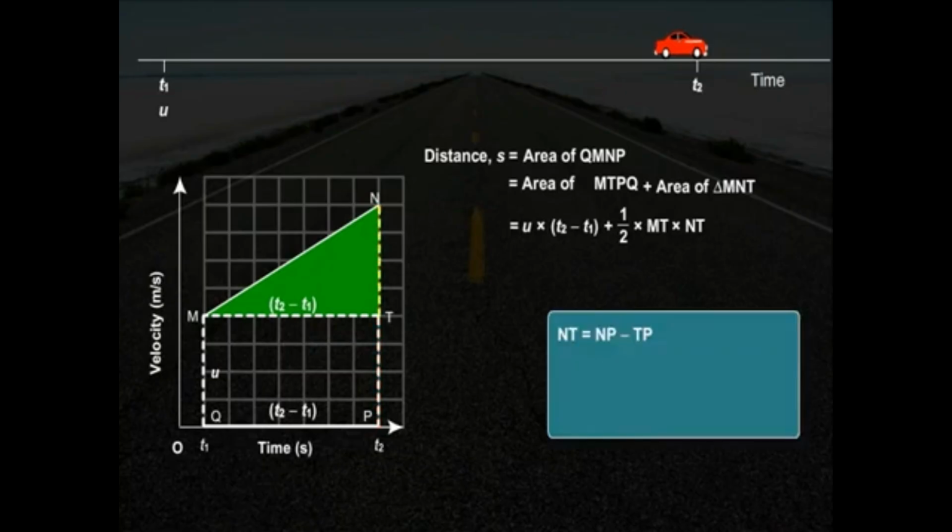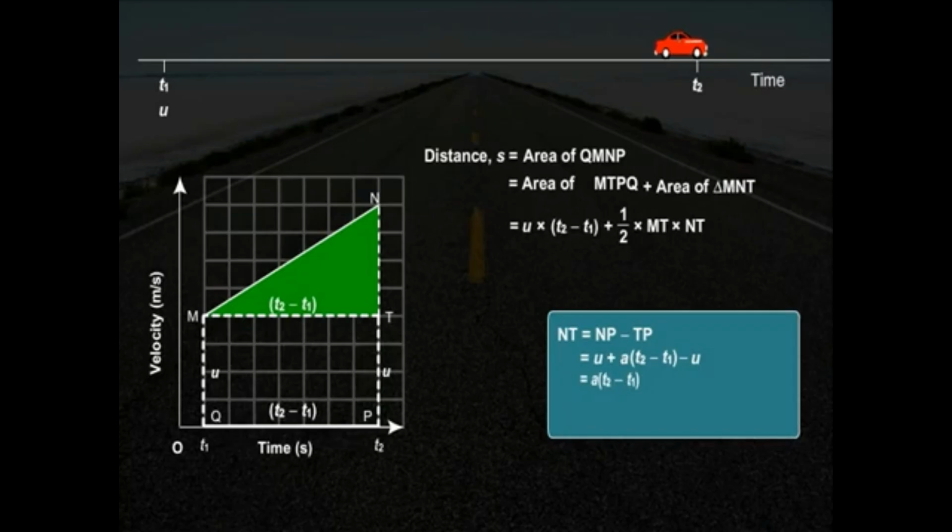Concentrate. NT is NP minus TP. You agree with me? Now TP is, yes, u. And what is NP? NP actually is the final velocity at point t2, right? So we use our equation of motion, u plus at. That's what v is. So u plus a into the time interval, which is t2 minus t1. So this is NP, u plus a into t2 minus t1. And from this, we subtract TP, which is u. So we get a into t2 minus t1 as NT.